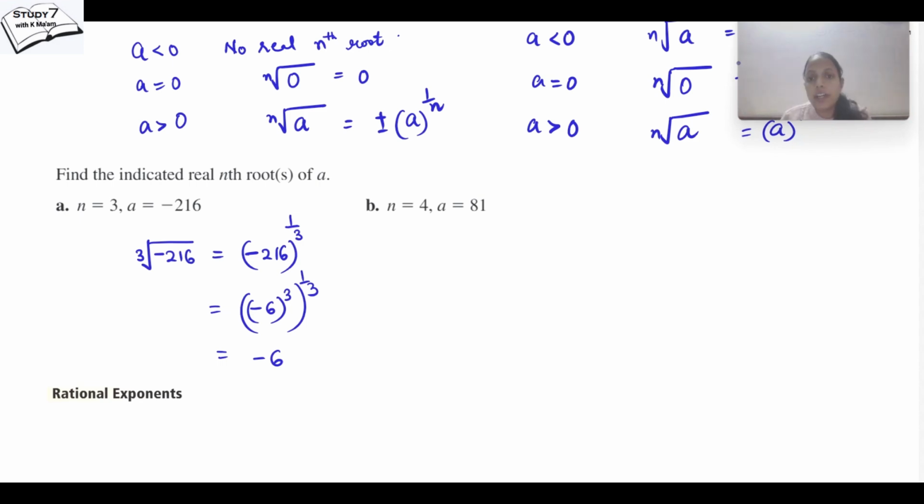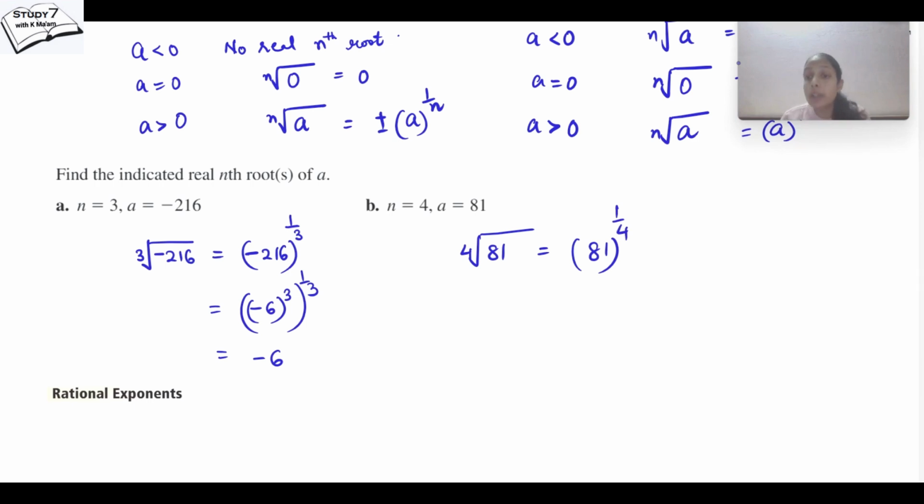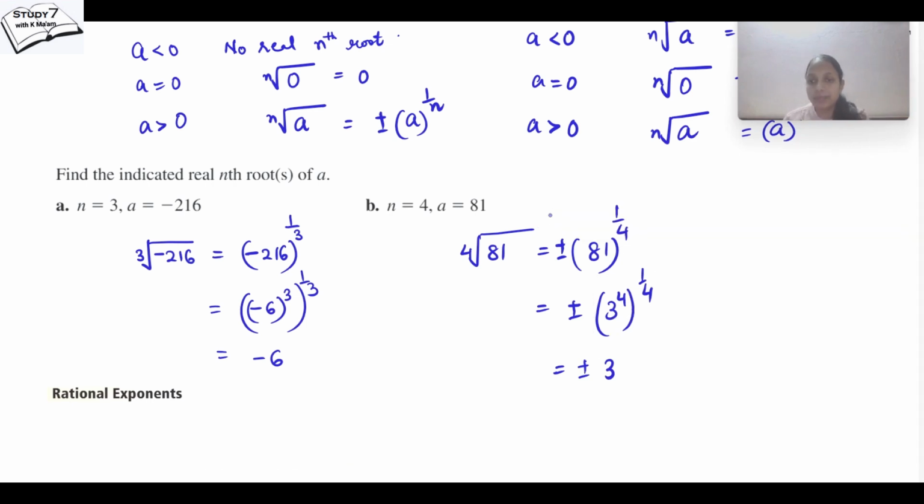If n is 4, a is 81. So it's the fourth root of 81, which is 81 to the power 1 by 4. Because n is 4 and that is an even number, you have two answers. 81 can be written as 3 power 4, outside 1 by 4. It's cancelled, so you are left with only plus minus 3. Okay, so this is the answer. Next.